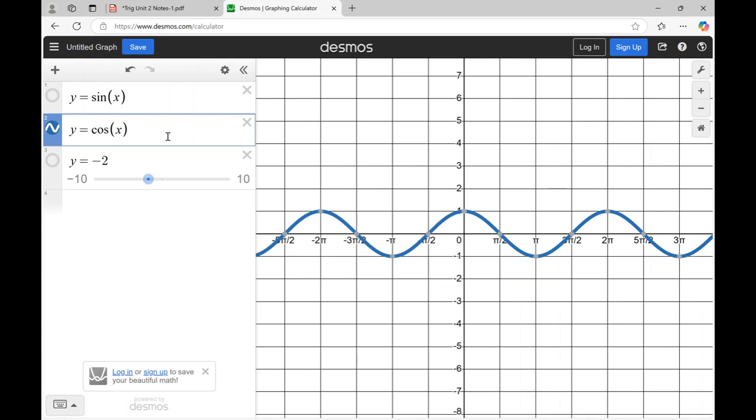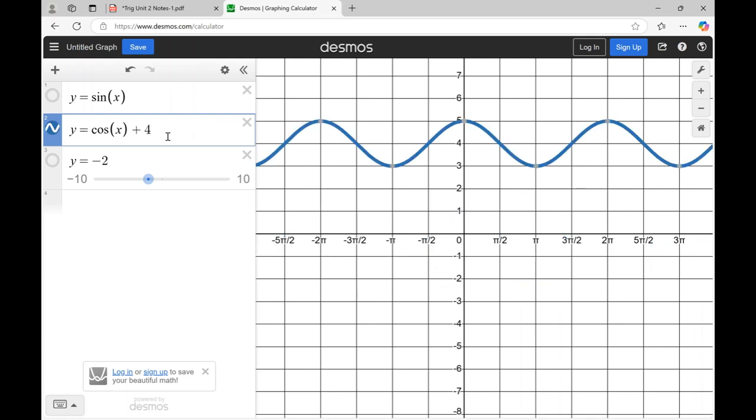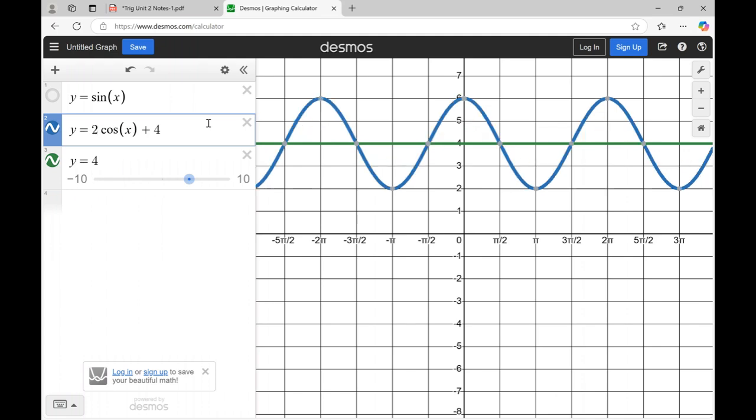So let's do a plus 4 here. So notice the graph went up 4. And where is that center line to the graph? That center line is at 4. But if we add an amplitude onto the front of 2, notice that it stretches it around that center line. So the center line is still at 4, but we go up 2 to a high of 6, and we go down 2 to a low of 2 from that center line.